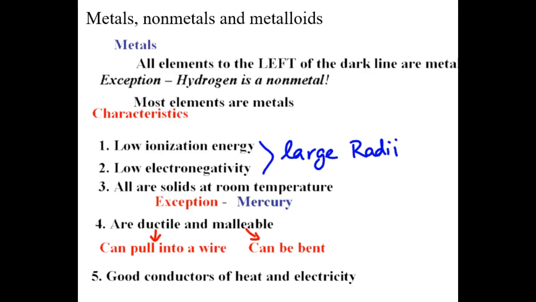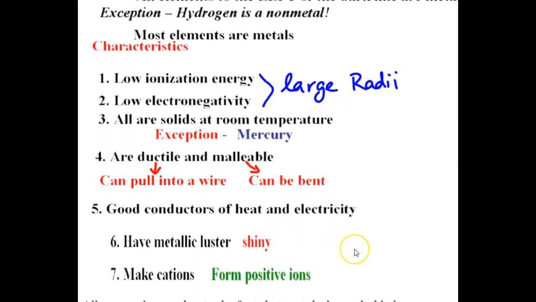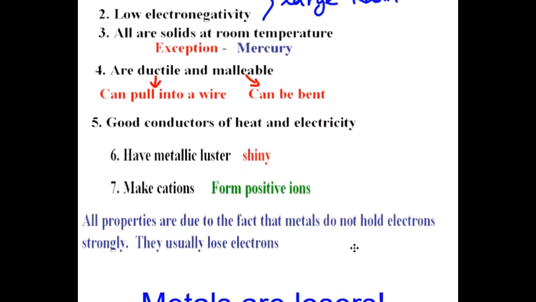And metals have the following characteristics: they have low ionization energies, low electronegativities, and they're usually solids at room temperature. And they are ductile and malleable, and there are the definitions there of ductile and malleable. And they're good conductors of both heat and electricity. They have metallic luster, which means that they are shiny. They make cations, which are positive ions.